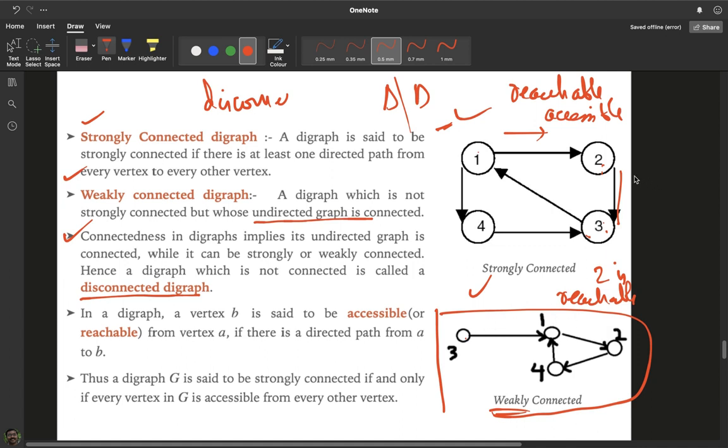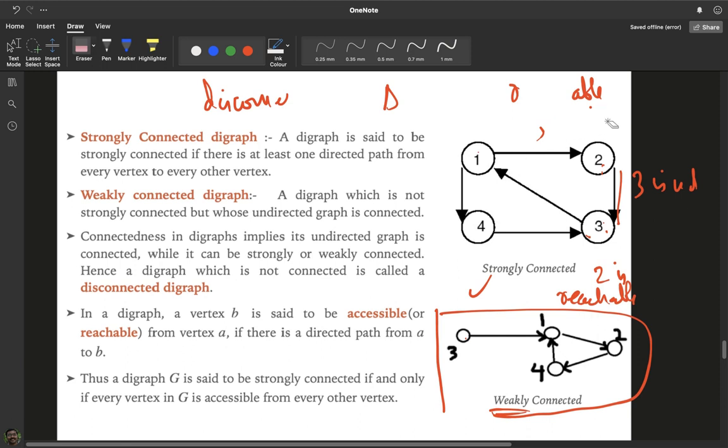But 3 is not reachable from 2, because there is no directed path from 2 to 3. So 3 is not reachable from 2, but 2 is reachable or accessible from 3. If there is a directed path, we say that it is reachable or accessible. In a strongly connected graph, every vertex is reachable from every other vertex. That's the definition, because between any two vertices there is always a directed path. But in weakly connected graphs it may not be reachable. So that is some terminology which we have discussed here.